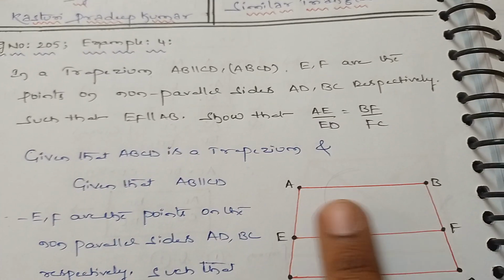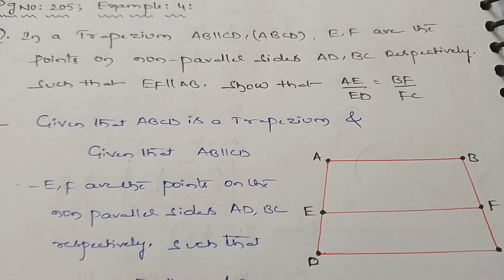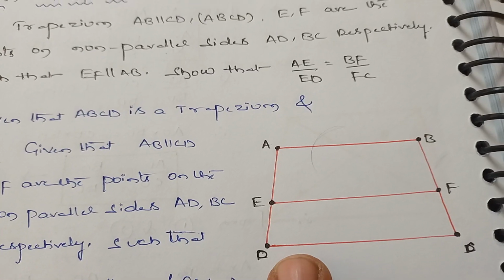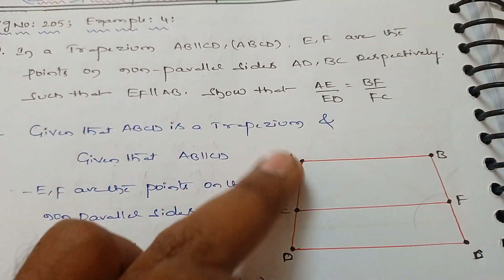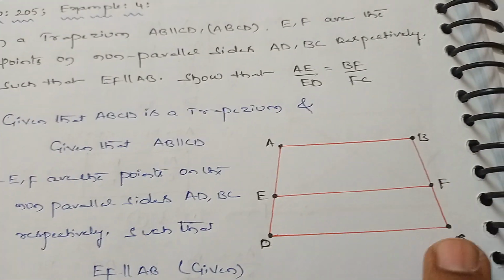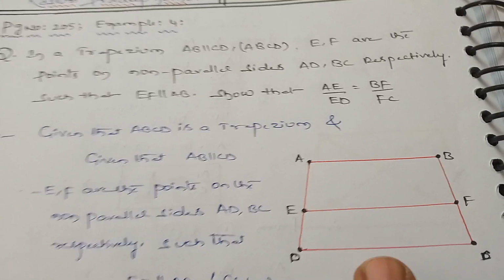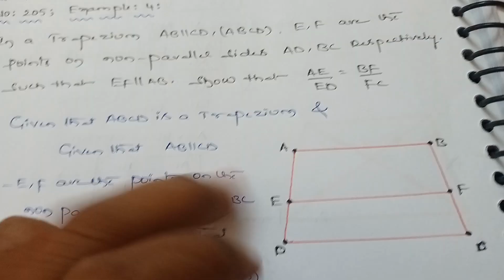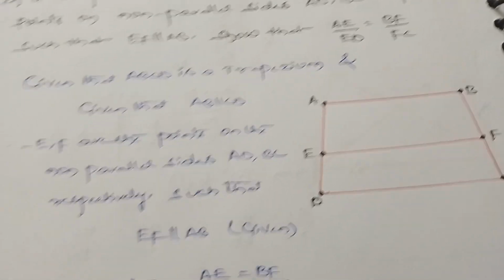Okay. Draw a rough figure of the trapezium, guys. So mention all the given points. ABCD is a trapezium, and E, F are the points on the non-parallel sides. Here AD, BC are the non-parallel sides, such that EF is parallel to AB. We need to show that AE by ED equal to BF by FC. That one we need to show.